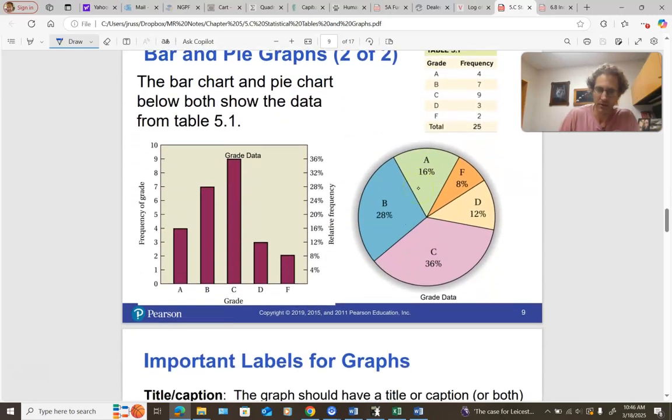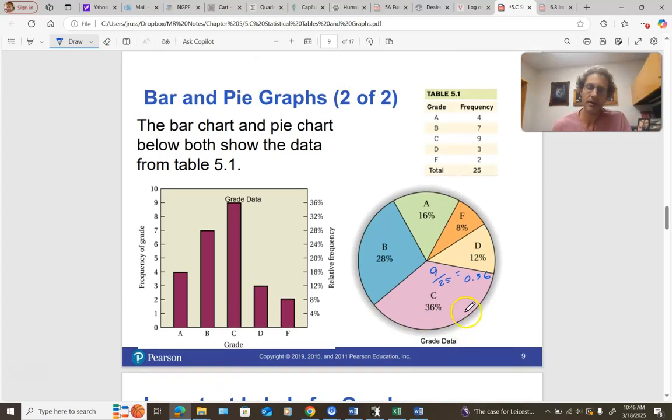And so, if you were to divide 9 by 25, you're going to get 0.36, which as a percentage is 36%. And so you can see the next largest slice of pie corresponds to the number of B's, which account for 28% of the grades. And then you can see the smallest piece of the pie here corresponds to F, which there were only 8% of the grades, or 8% of the students.